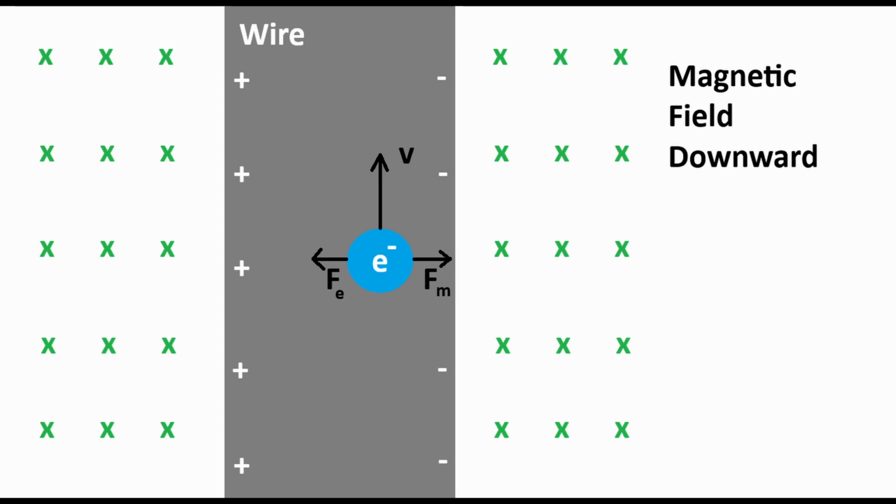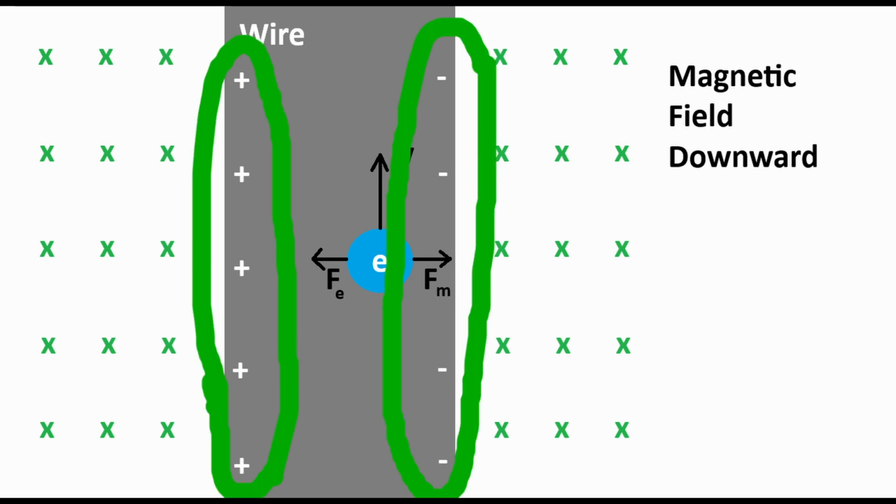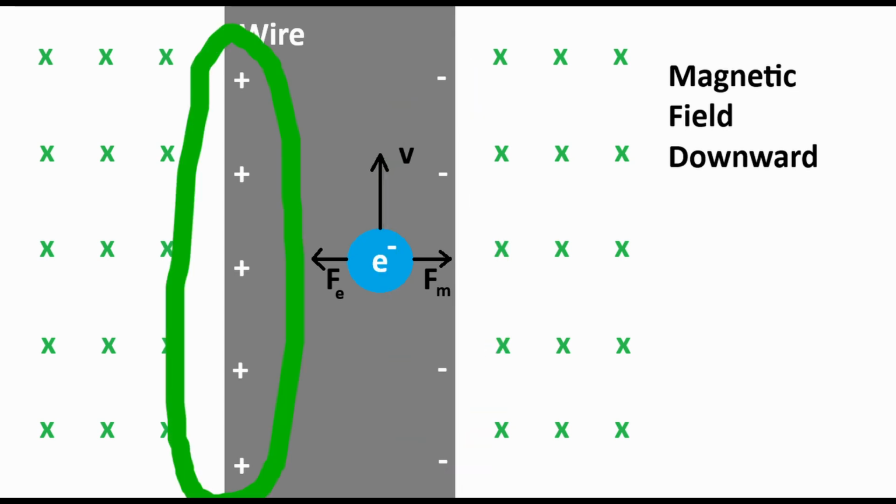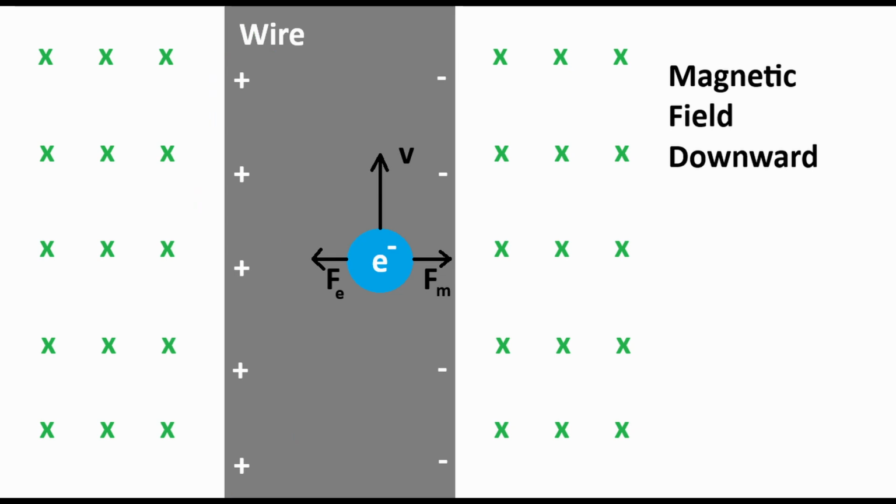In doing so, this produces a charge separation in the wire material where there are excess electrons to the right and a deficiency of electrons to the left. That means there will be excess positive charges from the atomic nuclei that have fewer electrons around them on the left-hand side of the wire.